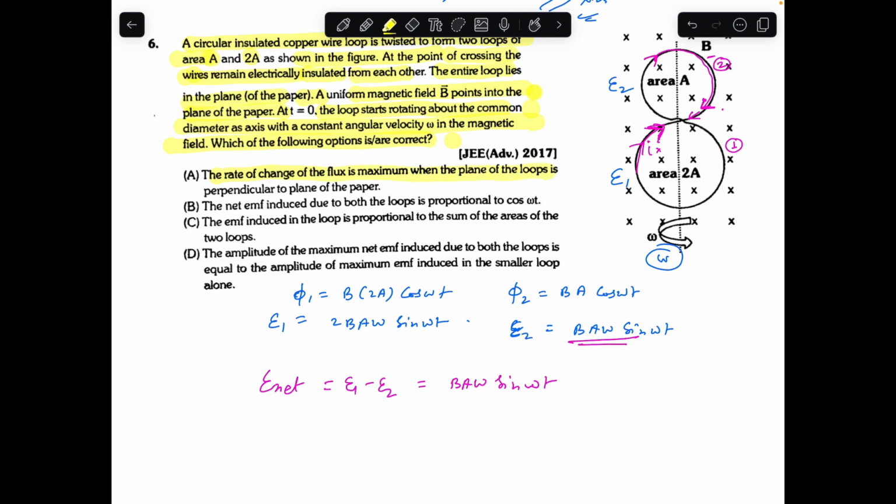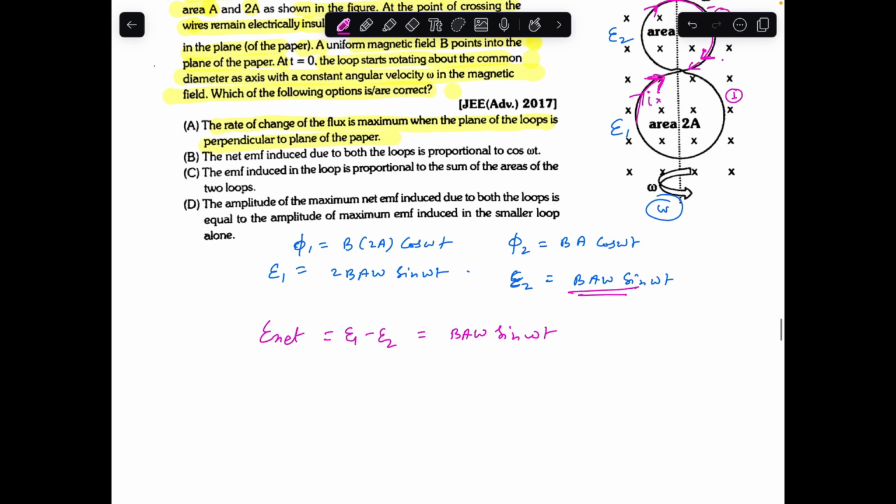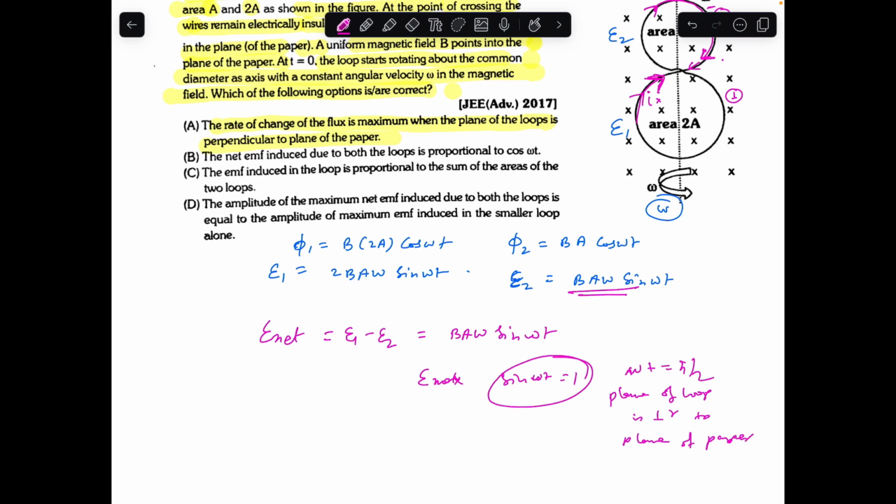The rate of change of flux is maximum when the plane of the loop is perpendicular to the plane of paper. Yeah. So E is max when sine omega t equals 1. Sine omega t equal to 1 means what? Omega t equal to pi by 2. That means the plane of loop is perpendicular to the plane of paper. Okay, so option A is correct.